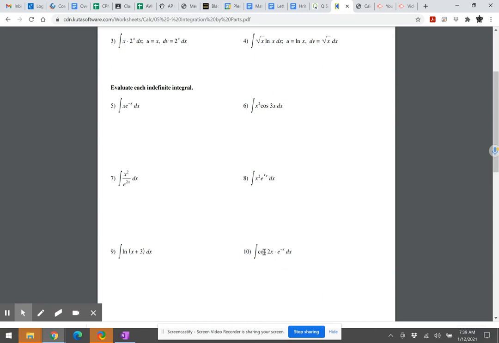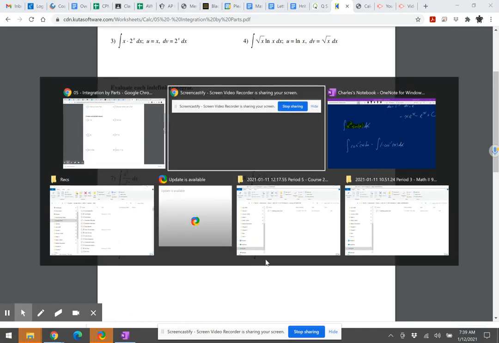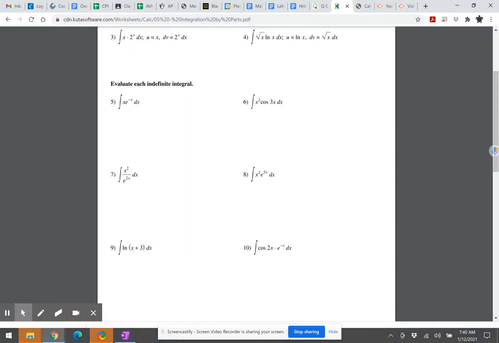So if you think of number 10, both cosine of 2x and e to the negative x, they're never going to dwindle down to 0. So you might be like, well, how could I ever do that? Well, I'm going to show you. There's a way.